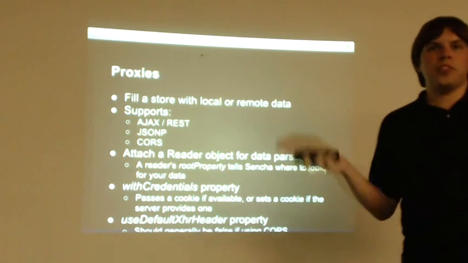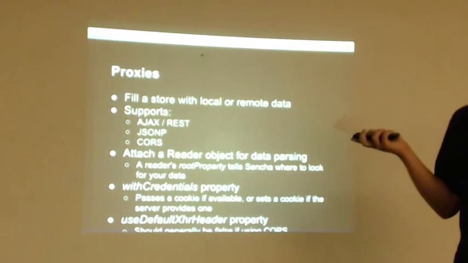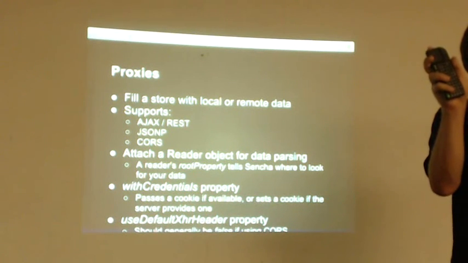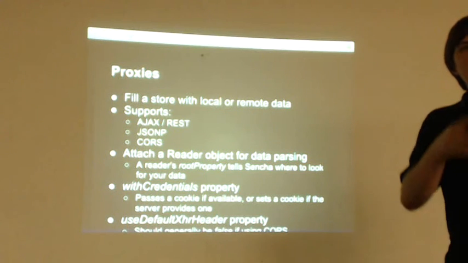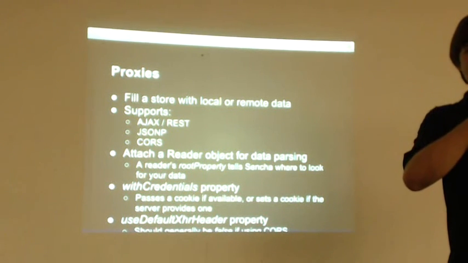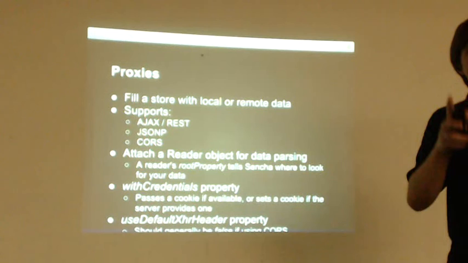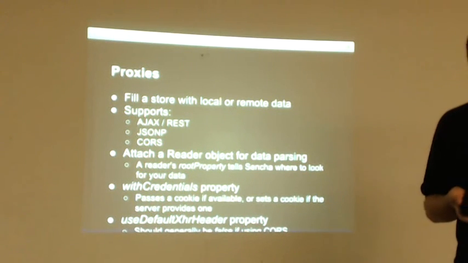So basically with JSON-P, you send a callback function to the server, it will wrap the data in that function for you, and then once you get it back, you call that callback function that has now been inserted into your page from the server, and then you get the data. And that's how JSON-P works.